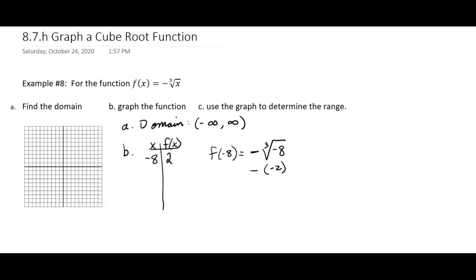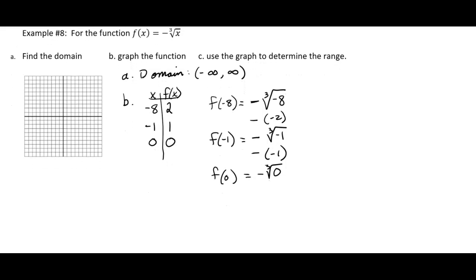What else can I take the cubed root of? Negative 1. So I can take f of negative 1, which is going to equal the opposite of the cubed root of negative 1. Or the opposite of negative 1, because the cubed root of negative 1 is negative 1. So I get a 1 here. I can take the cubed root of 0. So f of 0 is just going to be the opposite of the cubed root of 0. That's just going to be 0. There's no opposite of 0. It's still 0. All right, now I could put in positive 1. So what's the opposite of the cubed root of 1? Well, that's going to be negative 1.